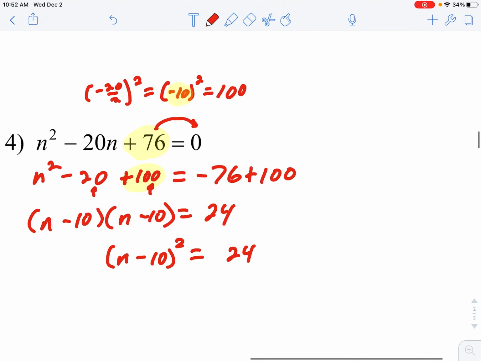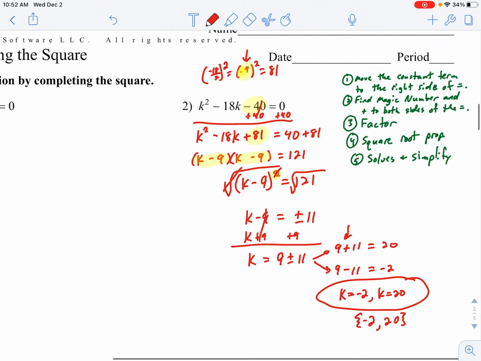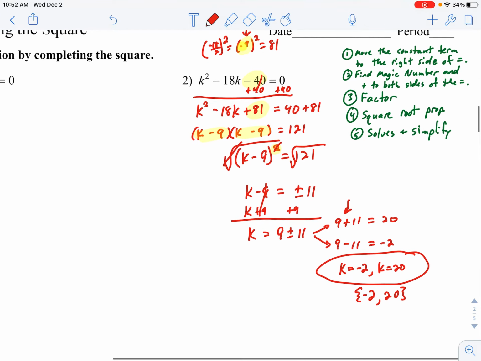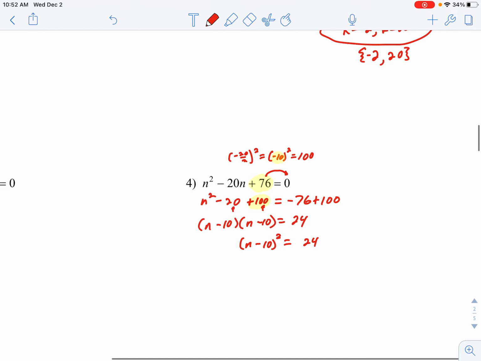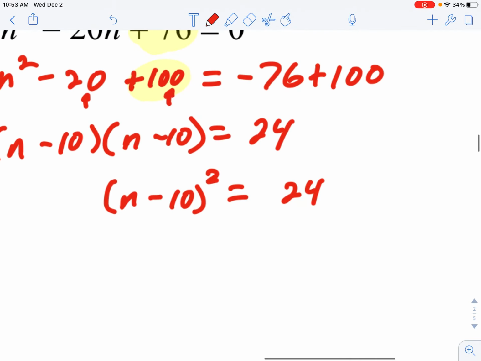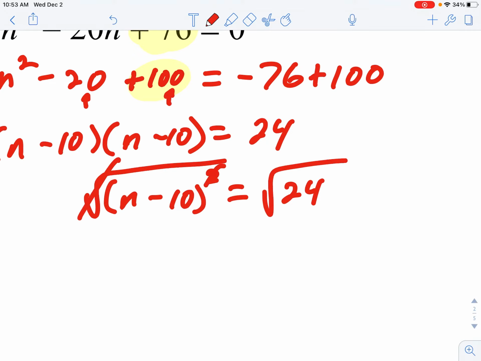So what have I done here? I did step 1 where I moved the constant term to the right. I did step 2 where I found the magic number and added it to both sides. And I did step 3 where I factored. Now I'm going to use the square root property. Square root both sides. This cancels out. n minus 10 equals plus or minus. That's important: whenever you use the square root property, you have to put plus or minus in your answer. The square root of 24.